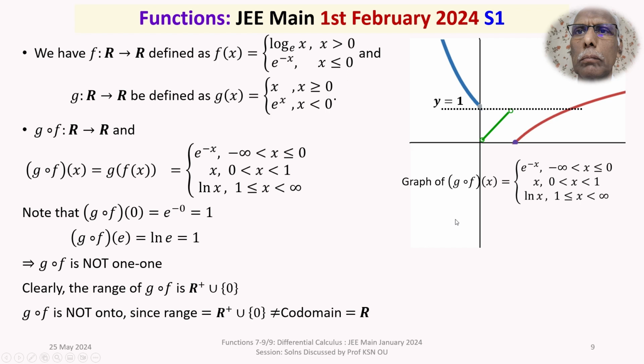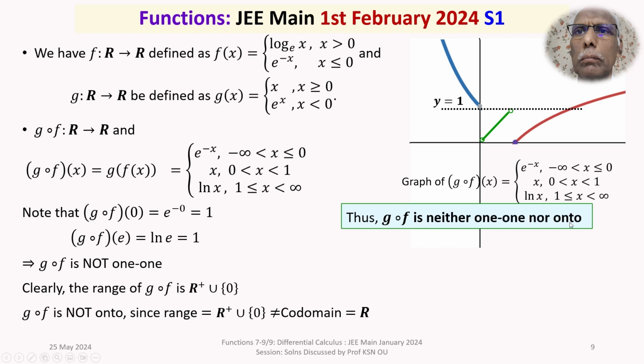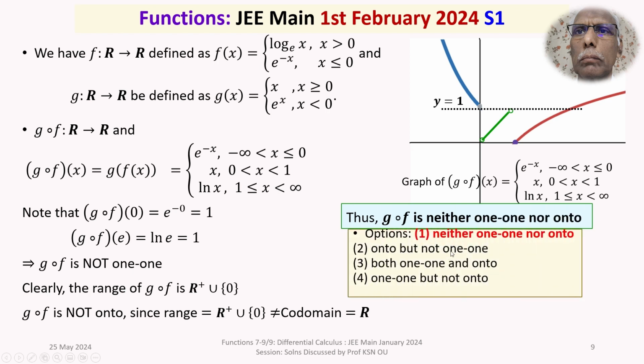So thus our conclusion is that G compose F is neither 1-1 nor onto, and we have the 4 options, and our conclusion appears against option 1. Therefore the answer to this question is option 1, and that is the detailed discussion of the solution of this problem. It is in one way easy, but not very easy. It's easy provided you have the knowledge of these functions and the knowledge of the graphs. Anyway, we will move to the next question.